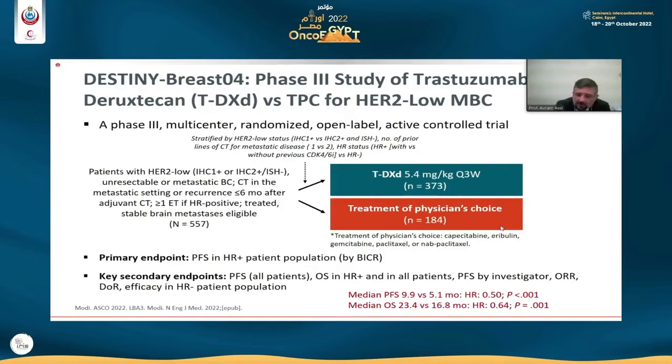The results showed improvement in both progression-free survival and overall survival in people with unresectable or metastatic HER2-low breast cancer, with a median PFS of 9.9 versus 5.1 months, and a median overall survival of 23.4 versus 16.8 months.